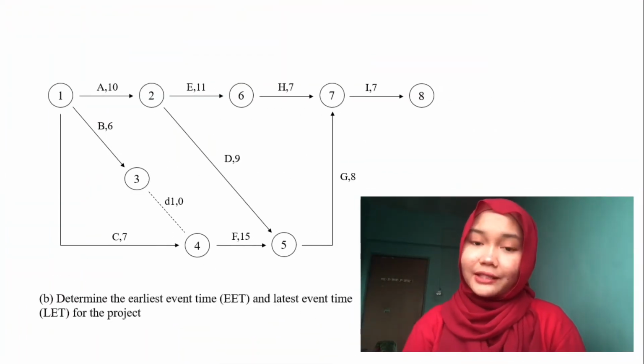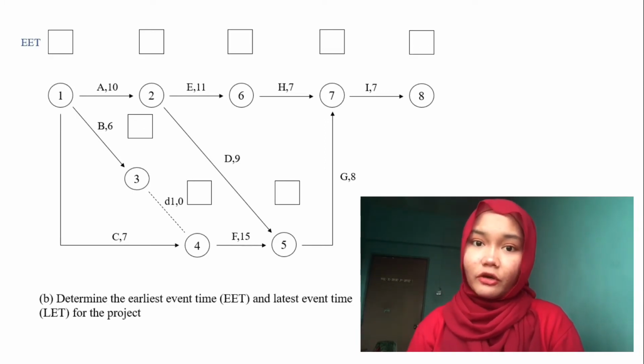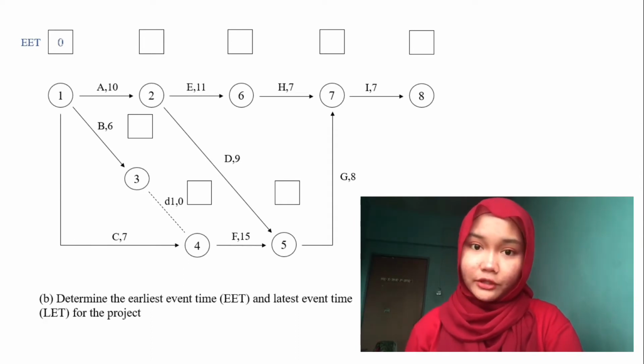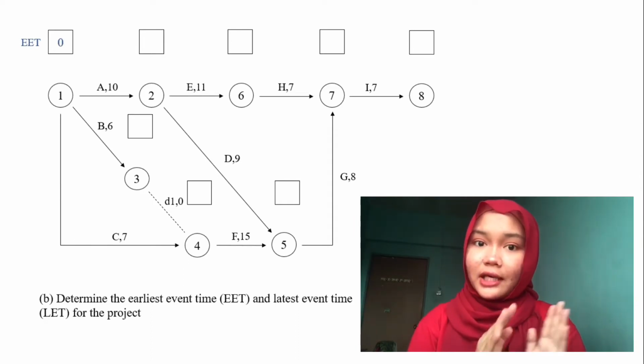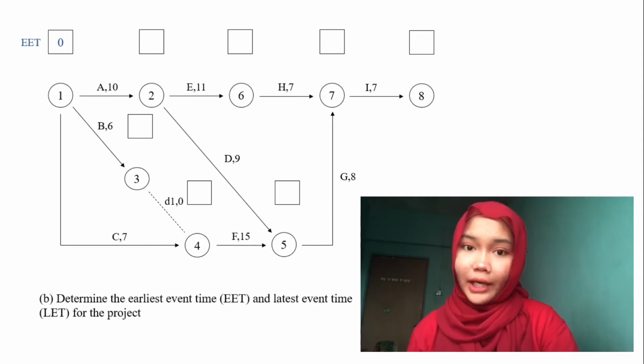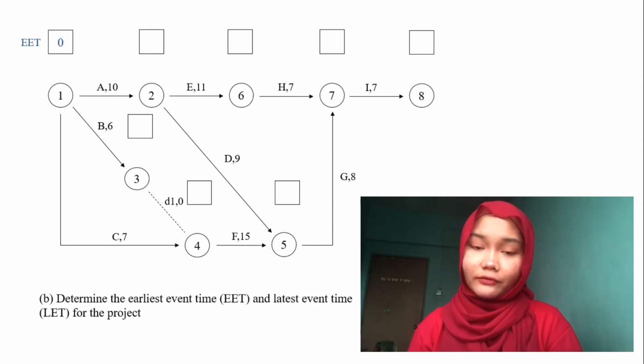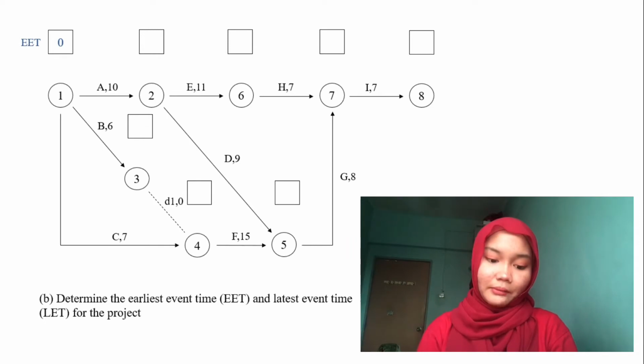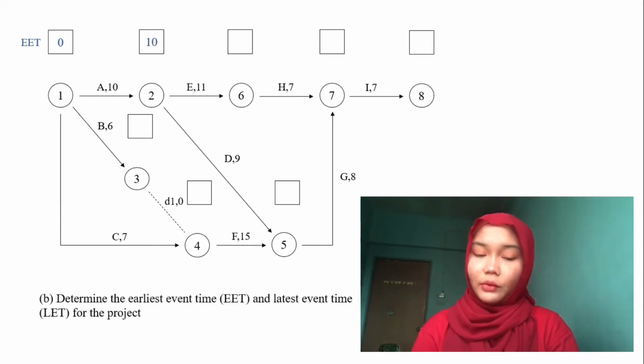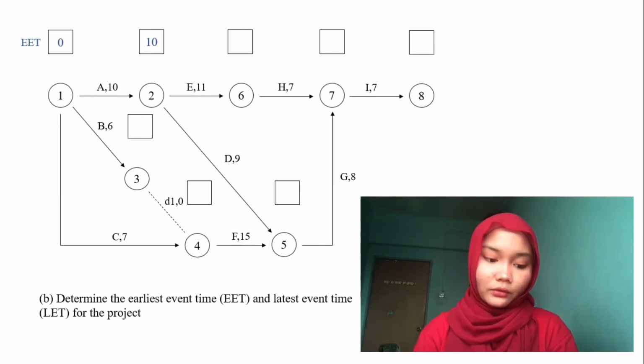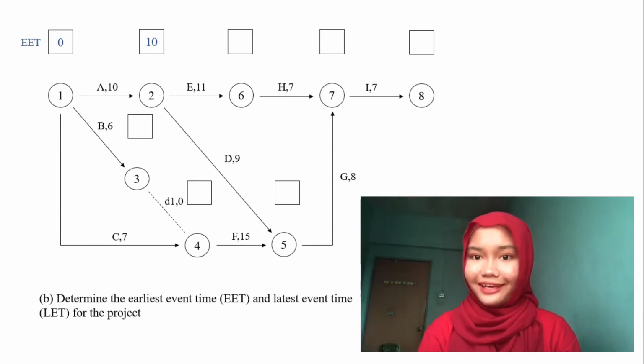Question B. Determine the earliest event time, EET. So EET of node number 1 must equal 0, and we must follow the nodes one by one until the last node. So we look for node number 2. How can we get this 10? We refer to the EET of node number 1, which is 0, and we add activity A, which links node number 1 and node number 2. And that's how we get 10.